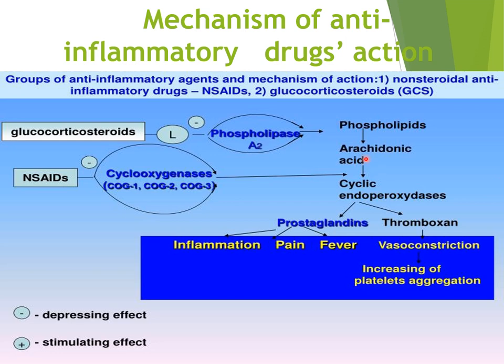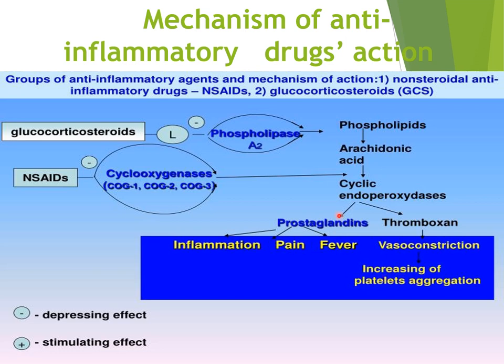Then arachidonic acid is transformed to cyclic endoperoxides. These endoperoxides are prostaglandins and thromboxane. Prostaglandins lead to inflammation, pain, and fever. Thromboxane leads to vasoconstriction and increased platelet aggregation.